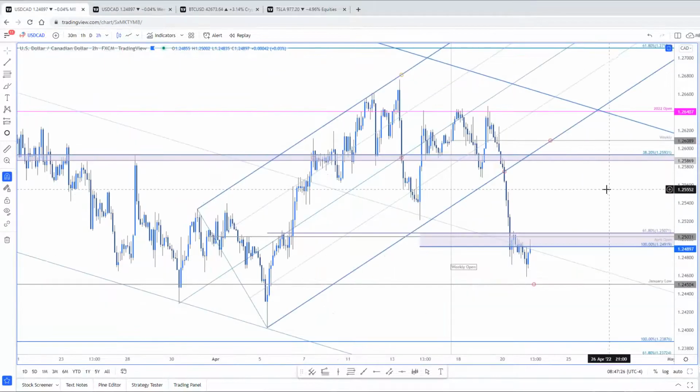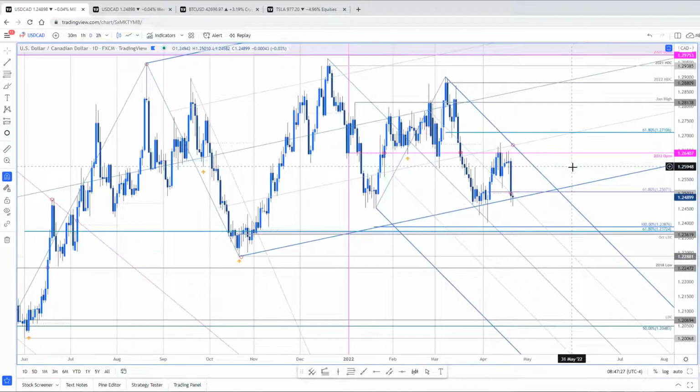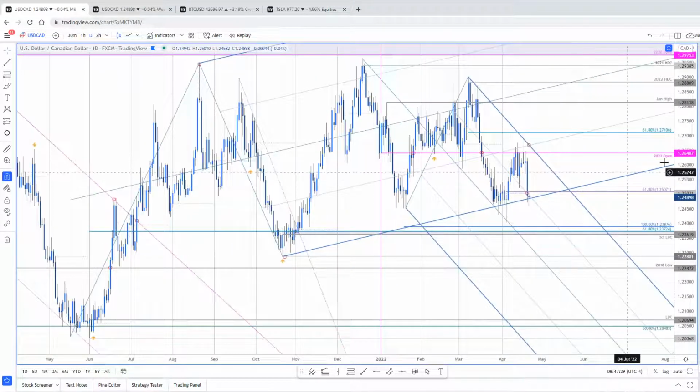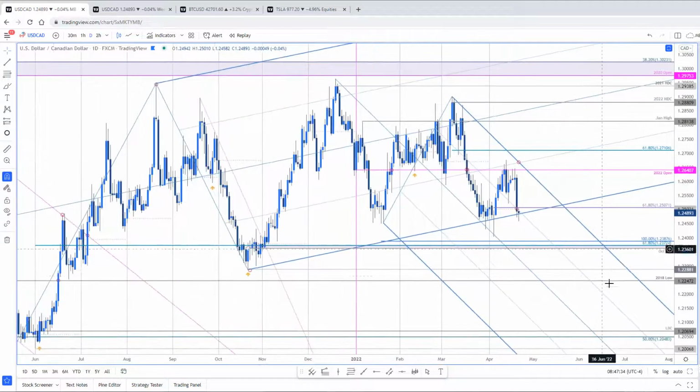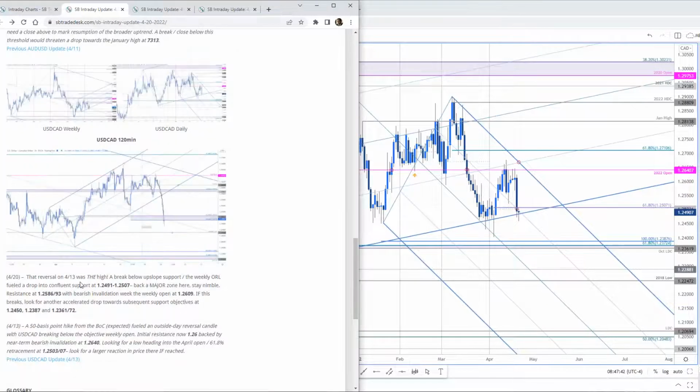Let's drill down deeper. Here's what it looks like on the daily. Does that interpretation, does that risk warrant some respect here? And again, I think it does. Here's what the monthly open looks like. You got that outside daily reversal. And guys, that was our last update on dollar CAD.